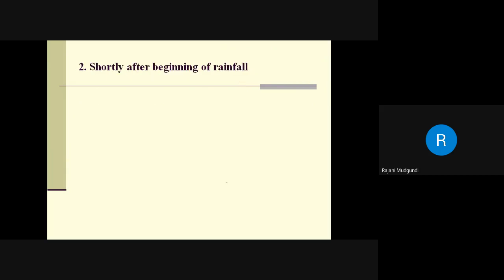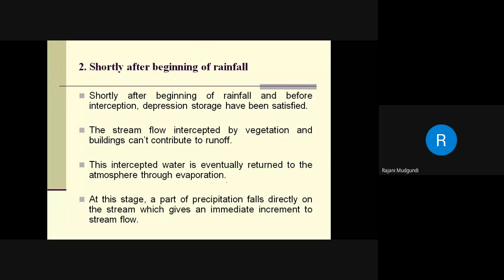So shortly after the beginning of rainfall, that is the second condition of the runoff cycle. Shortly after the beginning of the rainfall and before the interception and depression storages have been satisfied, the rainfall intercepted by the vegetation and the buildings can't contribute to runoff. So some part of the water will get absorbed or intercepted by these elements like vegetation cover and buildings. So this part does not immediately contribute to the runoff. In the initial stages, this will be the interception loss of rainfall.